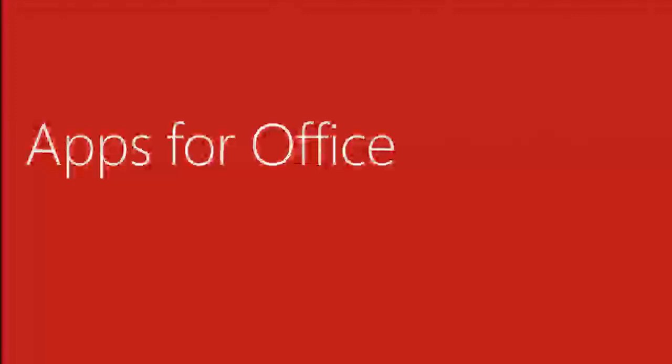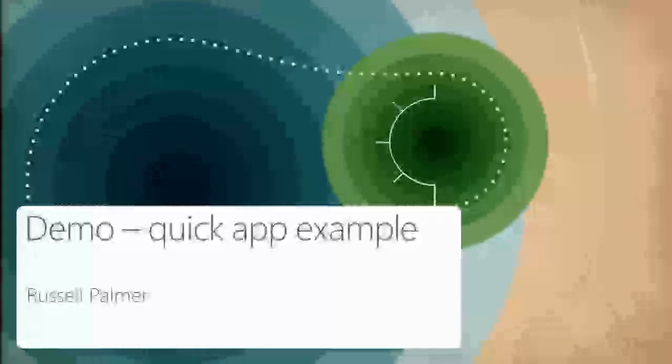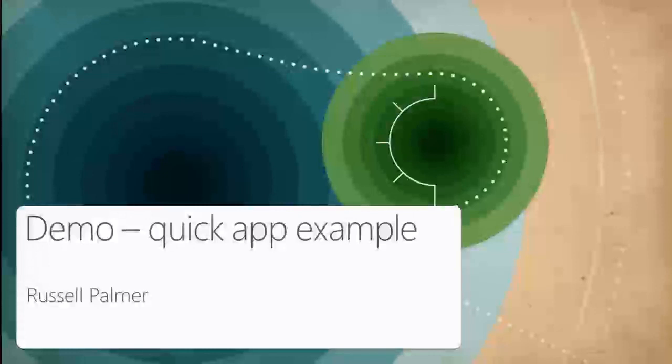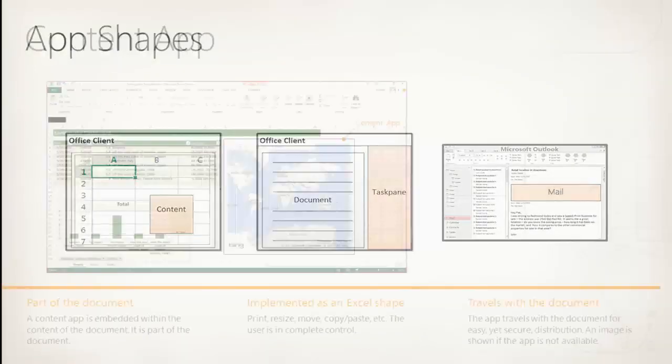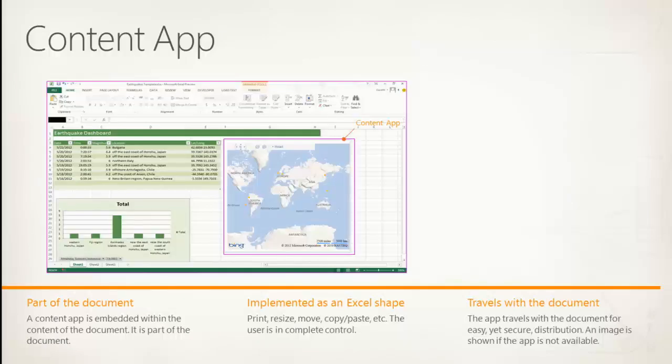So now we'll go into a bit more detail about some of the things you saw. So as a quick recap, you saw the 3 app shapes for Office: the content apps, the task pane apps, and the mail apps. So the content app, it's embedded within the document. It's a part of it. You can print the image with it. So if you print the whole spreadsheet, you won't lose it, even though it's web connected.